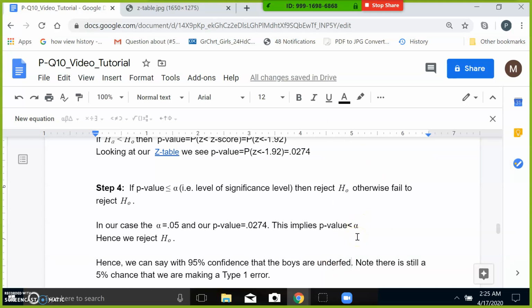Note there's still a 5% chance that we're making a type 1 error. So here we're rejecting the null. Whenever you reject a null, there's a chance you're making a type 1 error. So we're done with this question. So let's do the last question in the next video.